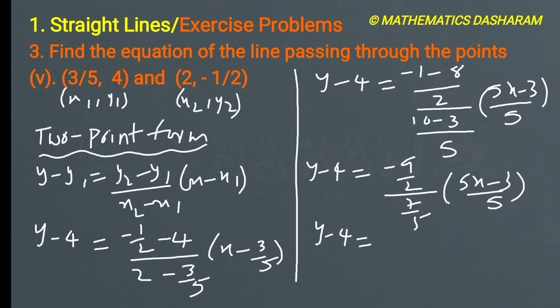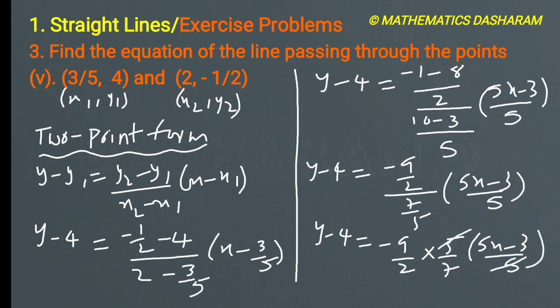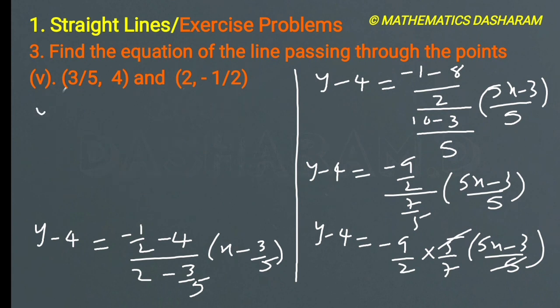Y minus 4 equals, it is a division of two fractions, so let's convert into multiplication. So 5 by 7 into 5x minus 3 divided by 5. Here 5 will get cancelled. So y minus 4 equals minus 9 divided by 2 sevens are 14, bracket of 5x minus 3.